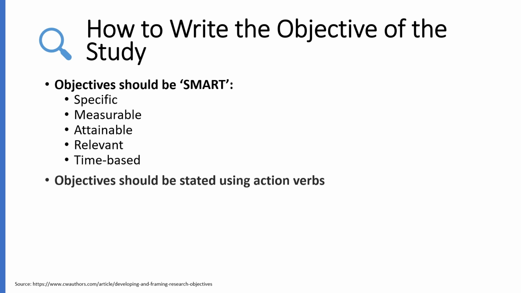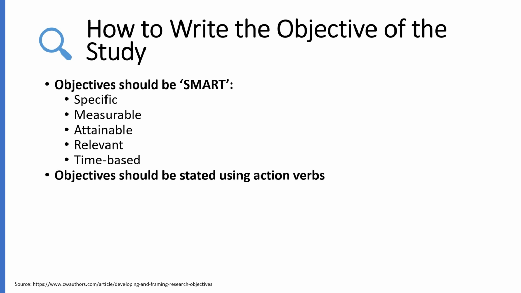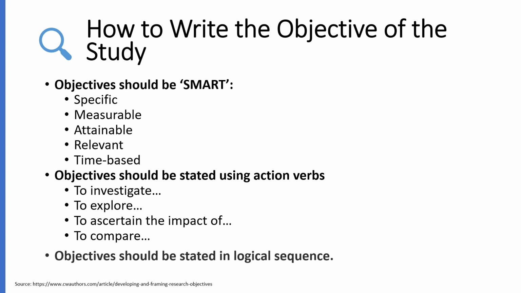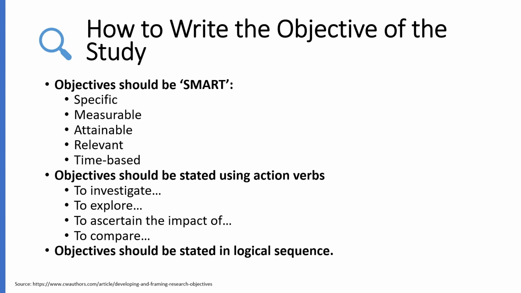Aside from that, your objective should be stated using action verbs. Examples of these action verbs are to investigate, to explore, to ascertain the impact of, or to compare. So think of those action verbs and use them as you write or frame your research objective. And finally, your objective should be stated in a logical sequence. It should not just be randomly scattered all around the sentences or the paragraph. It should be logically arranged also.